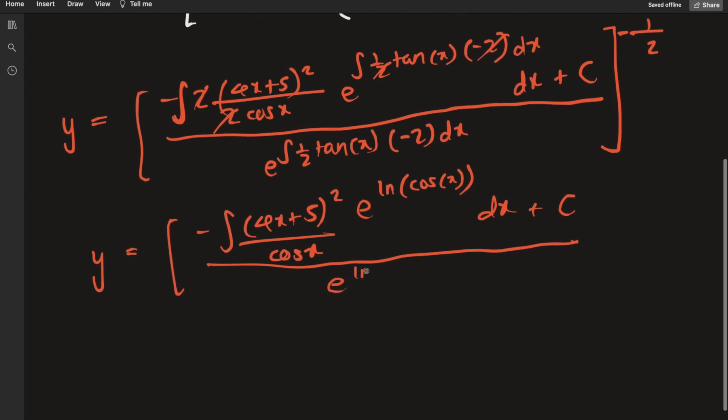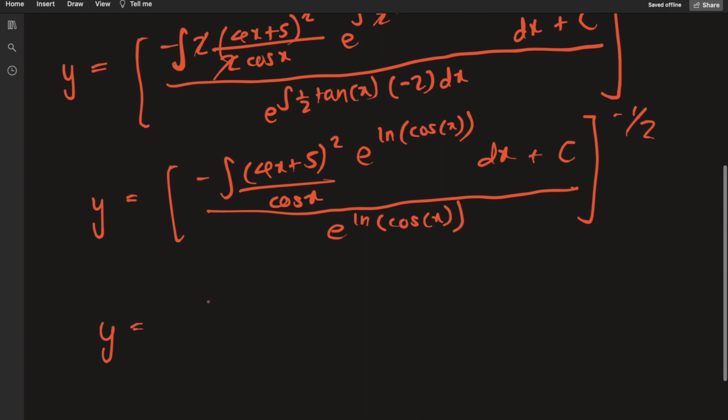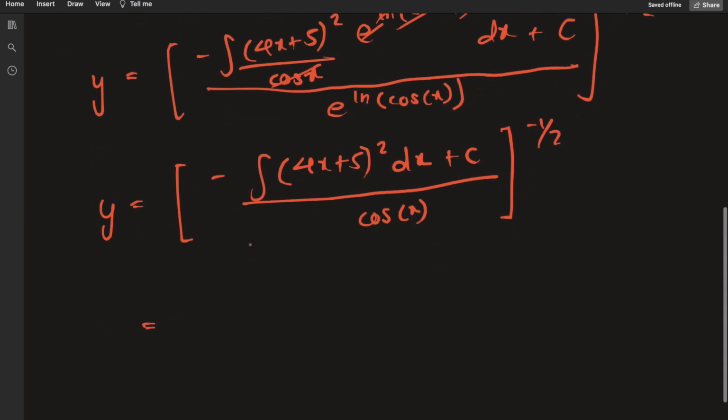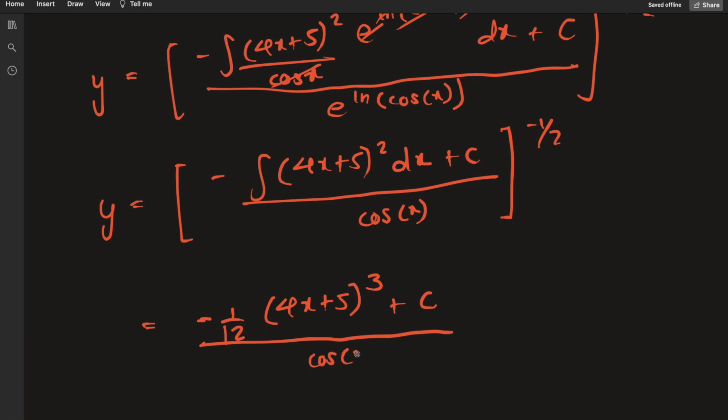divided by, again we have the same, e raised to natural log of cosine of x, raised to negative 1/2 power. So now we can simplify this, because e raised to natural log is going to cancel out. We just have cosine, which cancels out with this cosine. Negative integral of (4x plus 5) squared dx plus c, divided by cosine of x to the negative 1/2 power. And integrating this is pretty easy. We have negative 1/12, I'm just reversing the power rule. Negative 1/12 (4x plus 5) to the 3rd power plus c, everything divided by cosine of x, but even that is raised to the negative 1/2 power. That's the general solution.